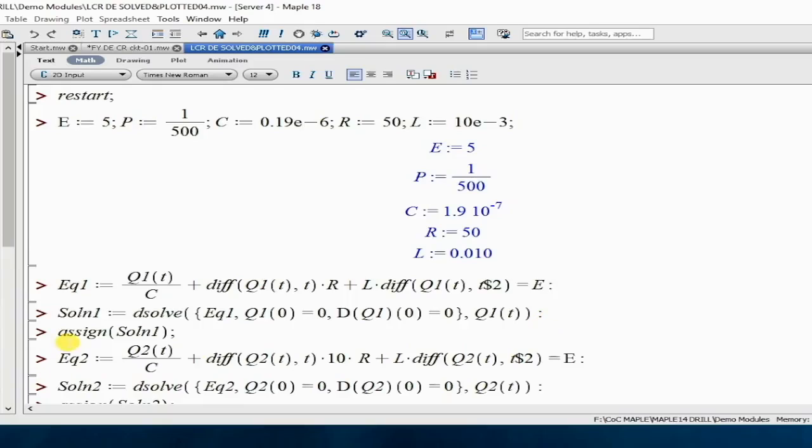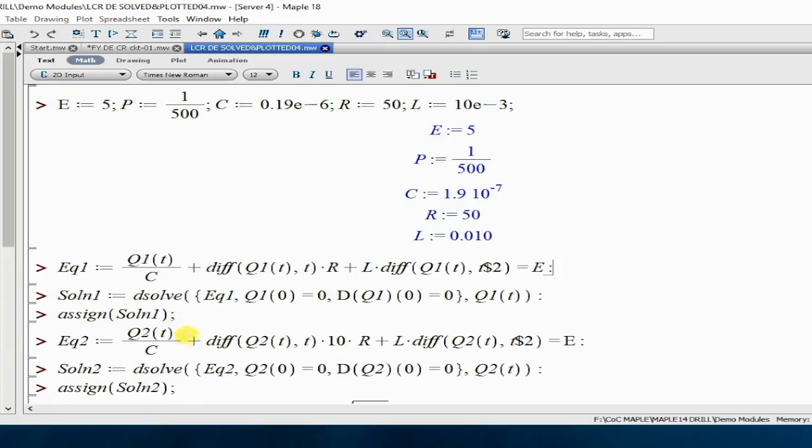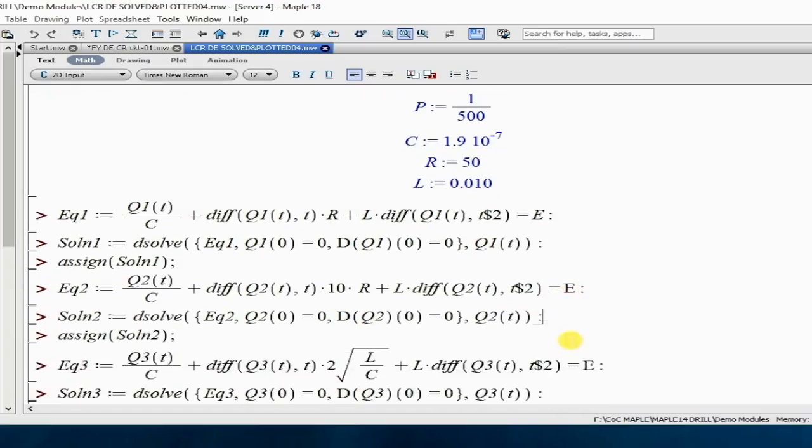Here I have used the command assign inside brackets SOLN1. So this is assigned for plotting, and later on we shall recall the plot command. In the second situation, Q2, which is a function of time, divided by C, plus the first order derivative of Q2 with respect to time times R, plus L times the second order derivative of Q of t, where the second order derivative is encompassed through this command $2, is equal to the battery potential. Again, this differential equation is solved, and it is assigned the value solution 2.